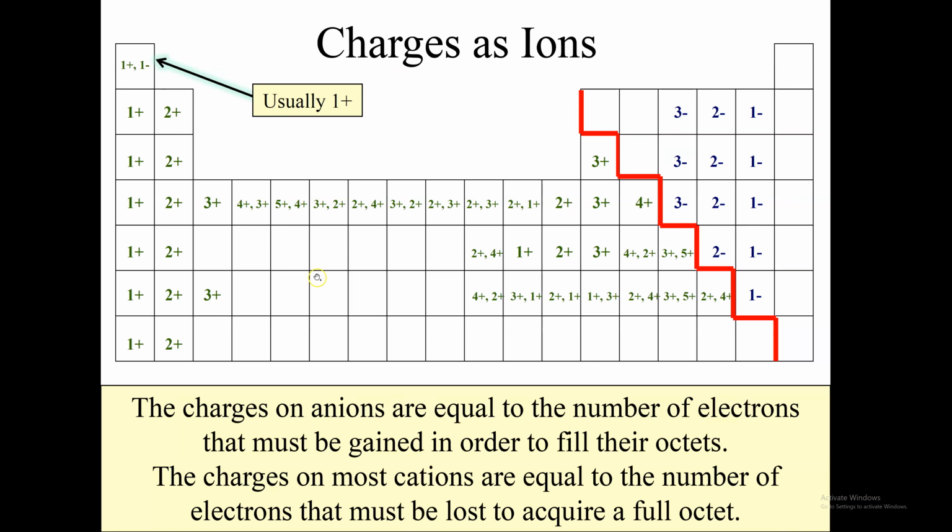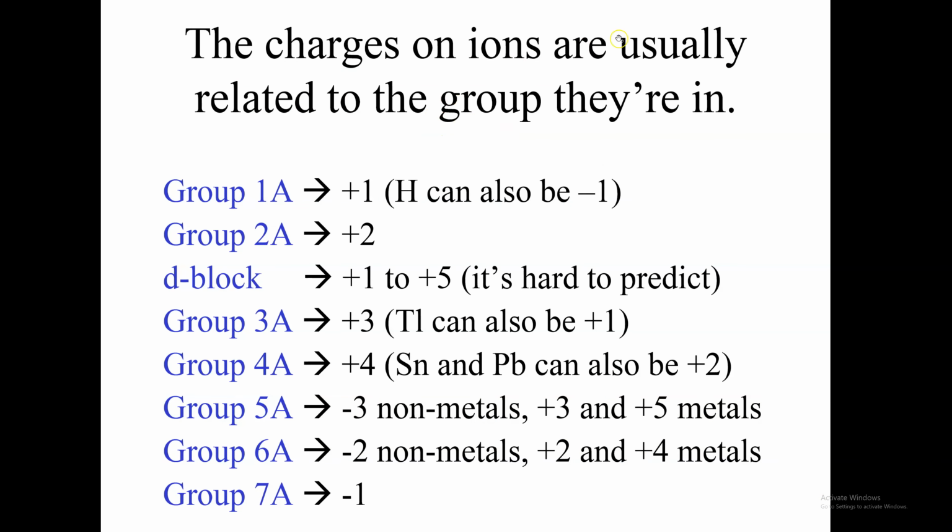And again, the reason we have these positive charges is that they want to fill up that octet. Same way here, they want to fill up that octet. And the charges on most of the cations are equal to the number of electrons that must be lost to acquire that full octet. Charges on the ions are usually related to the group they're in. So again, going back to group 1, it could also be 1-, then group 2, the D blocks are 1 to 5, and then 3, 4, and then 3- and 2-, and then 1-. So starting with group 5, it turns negative where you have your nonmetals. And then obviously you get your positive ones, where they are your metals, all the way up to group 4.